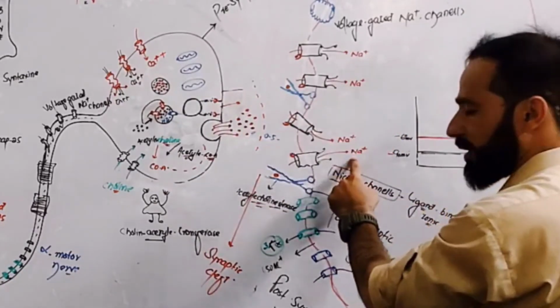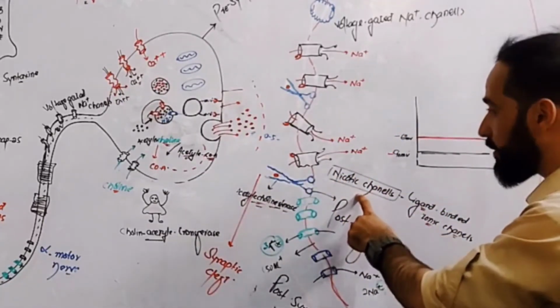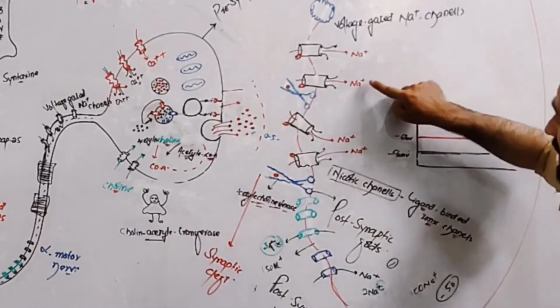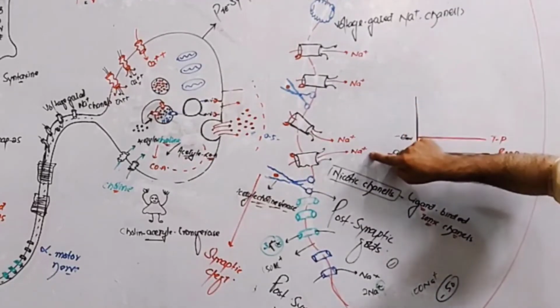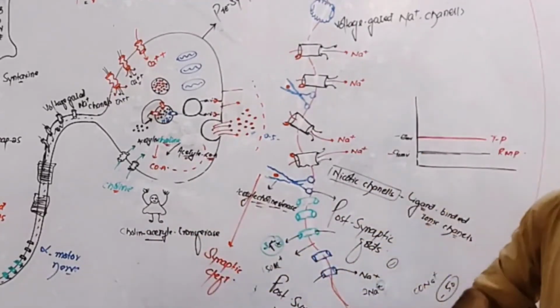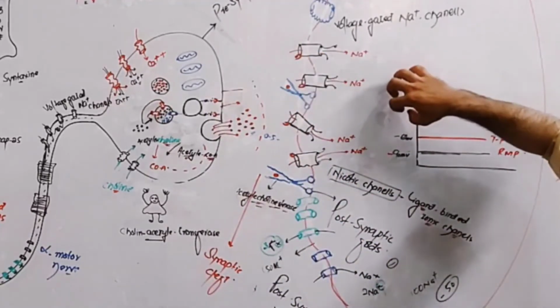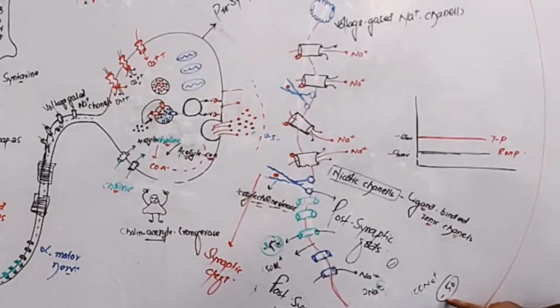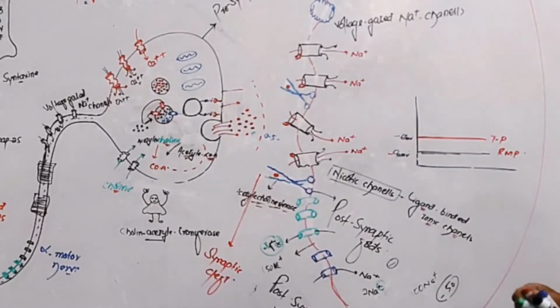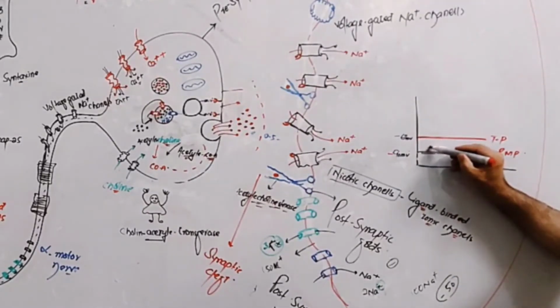sodium will enter through these ionic channels, through these nicotinic channels. When sodium enters, what is happening? The cell is losing negative charges. I'm not saying that negative charges are going out. I'm saying that positive charges are coming in. So if positivity is coming in, negativity will automatically decrease. So the cell will go towards positive.